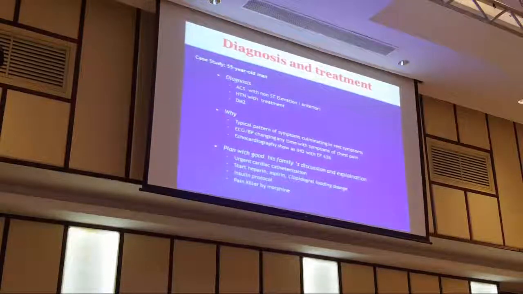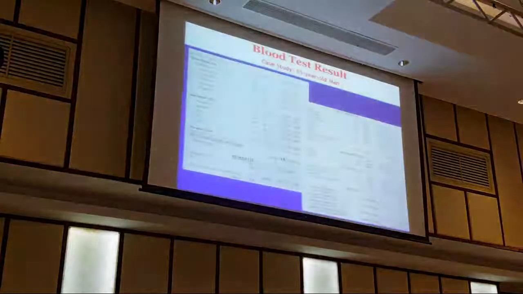Right away, we asked the cardiologist over there, and we discussed with the family, with a good explanation, to do urgent cardiac catheterization. We started aspirin, clopidogrel, anticoagulation, and Lovenox dose, plus an insulin protocol and a painkiller, because it was intense pain for him.